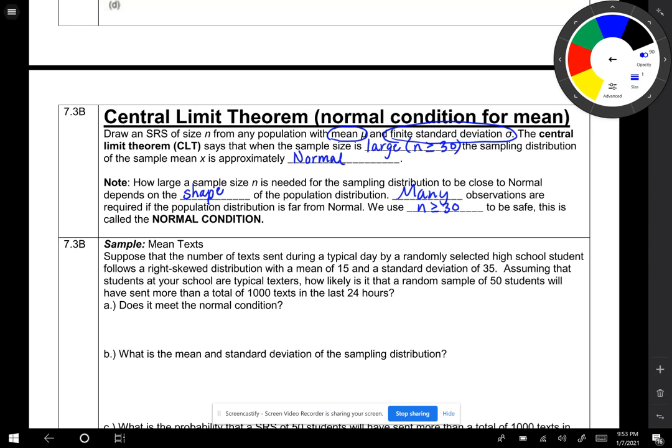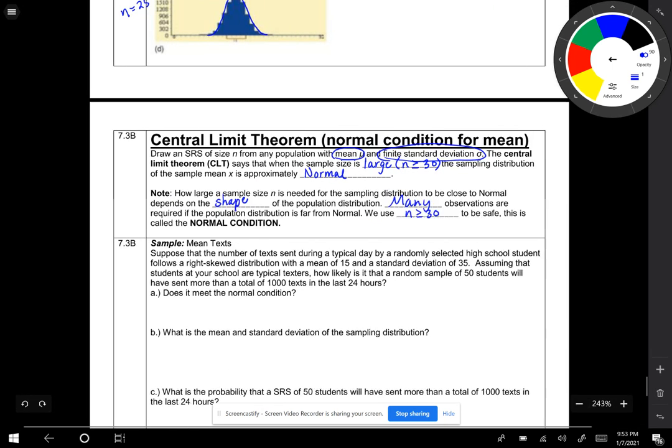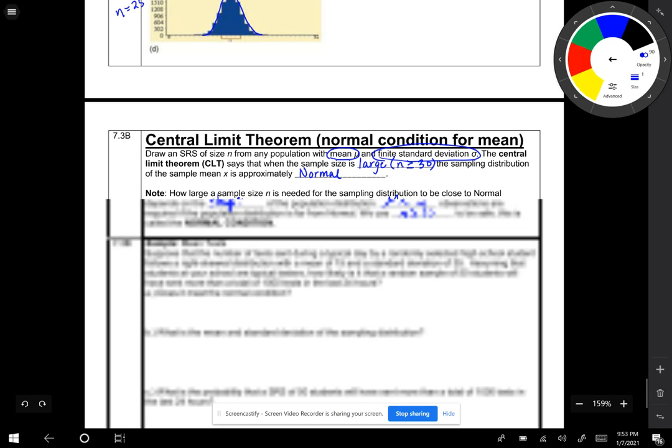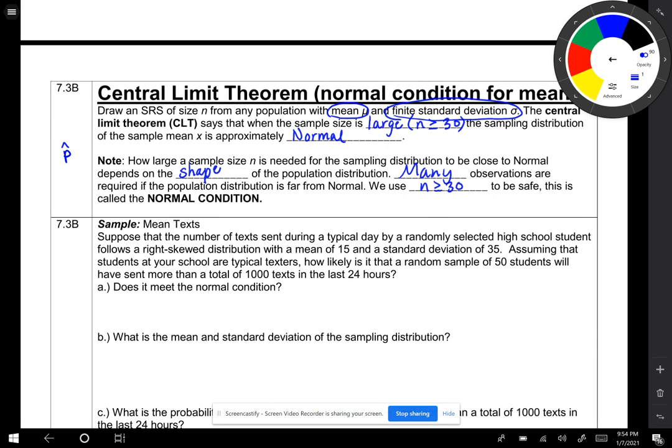So going back to the normal condition for proportions, and just to sum it up, for when we did p hat, we had n times p is greater than or equal to 10, and n times 1 minus p was greater than or equal to 10. That's for your p hats to satisfy the normal condition. For your x bars, for your sample means, the condition is n has to be greater than or equal to 30.